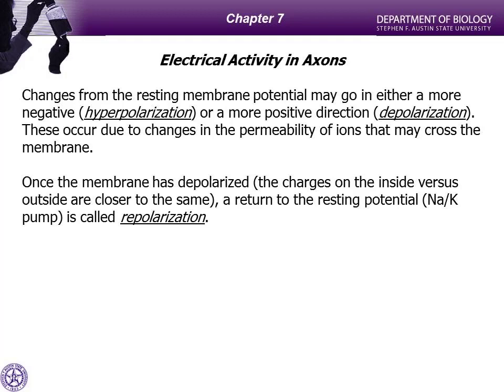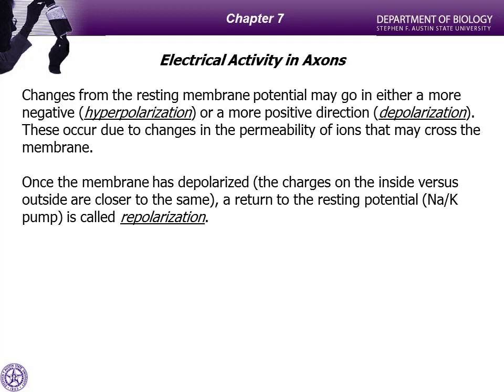So, positive 30, sodium potassium pump kicks into high gear. Now we start to make our membrane potential more negative. And as we now move back toward minus 70, we are trying to reestablish the polarized state, reset to resting membrane potential, so we refer to that movement as a repolarization. Okay? We're still more positive than minus 70, and as that sodium potassium pump continues to lower that membrane potential, we are repolarizing.